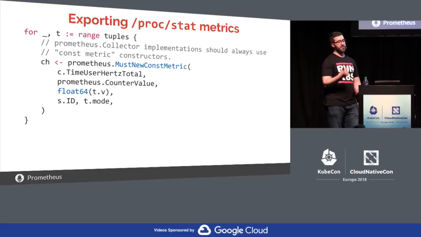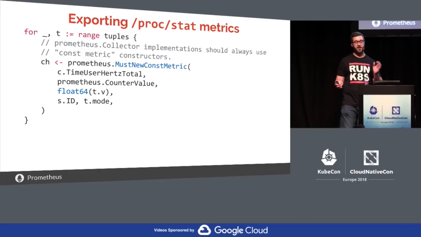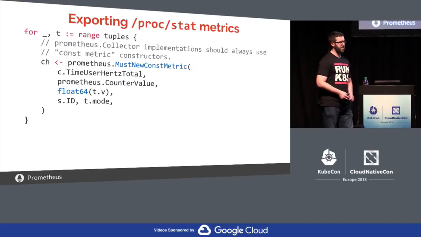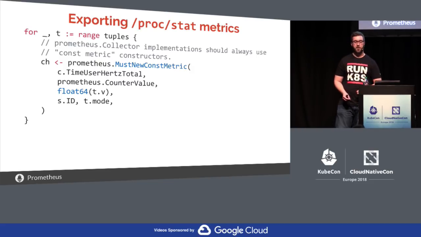Next, we iterate over all these tuples and unpack them, and then we create the metrics using this must-new const metric constructor. And we're going to associate 2 labels, the ID of the CPU and the current CPU mode.